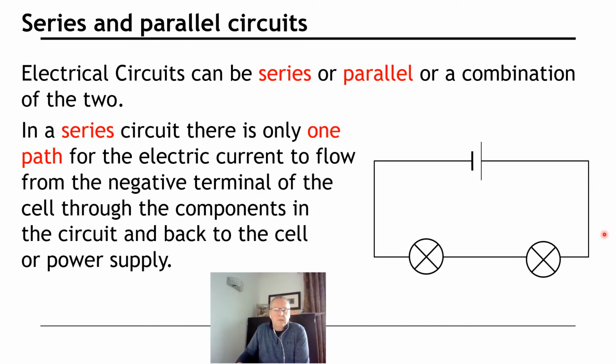Here we've got a simple series circuit. The definition of a series circuit is there's only one path for the electric current to flow from the negative terminal of the cell or power supply or battery. The electrons are going to flow round the circuit through the two lamps in this case, or any other components that were there, and then back to the positive terminal of the cell. We've already dealt with electric fields and voltage, potential difference, so that makes sense. There's only one path, and so that's called a series circuit.